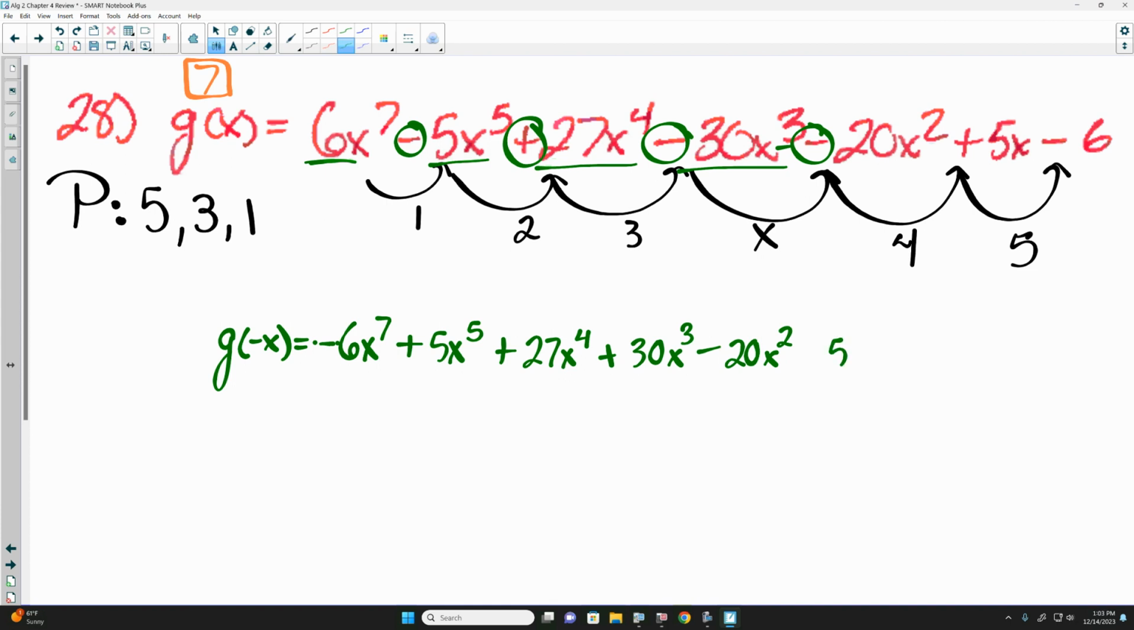Our next term is 5x. Even though we don't write it, the exponent for this is what? 1. 1 is odd, so we change the sign from positive to negative. We can't do anything to the number without a variable because it does not have a variable. Questions on how we got to this here?